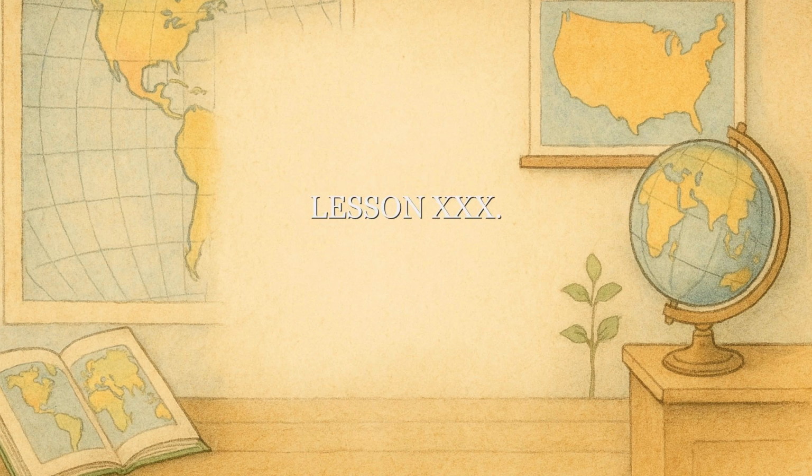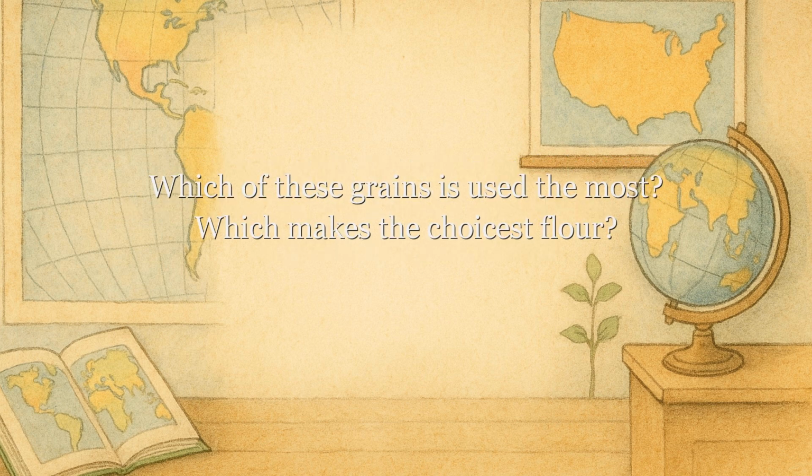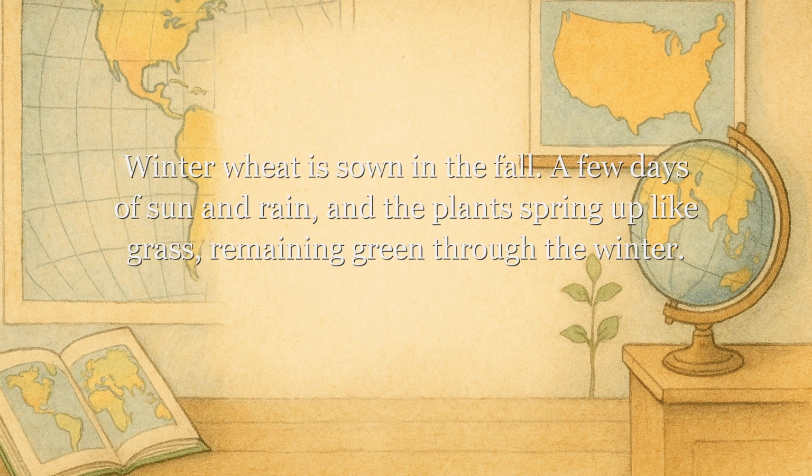Lesson 30. Useful grains. Wheat and corn are called grain because they are small, hard seeds. What other kinds of grain can you name? Which of these grains is used the most? Which makes the choicest flour? Some kinds of wheat are sown in the spring. These are called spring wheat. Winter wheat is sown in the fall. A few days of sun and rain, and the plants spring up like grass, remaining green through the winter.